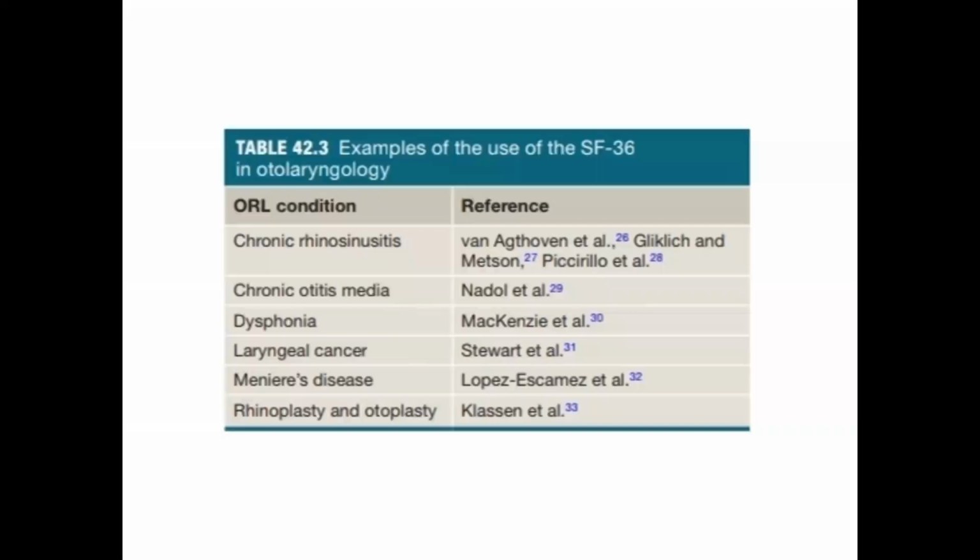So examples of this SF36 in ENT, as you can see: chronic rhinosinusitis, we have Van Agthoven et al. and Lickich and Metzen. So all these are scientist names. That's it. Nothing much to remember. Chronic otitis media has something, and dysphonia, Mackenzie et al. scale, and then laryngeal cancer, Stewart et al. scale, and Meniere's disease, Lopez Escames et al. scale, and rhinoplasty, Klassen et al. scale. All are examples of SF36 scales in otolaryngology.